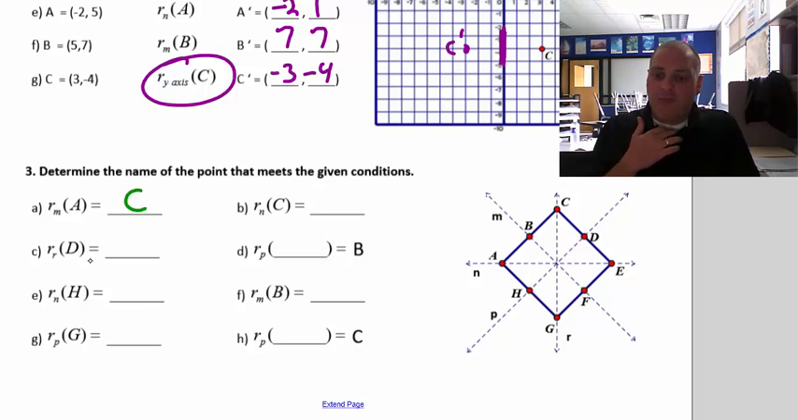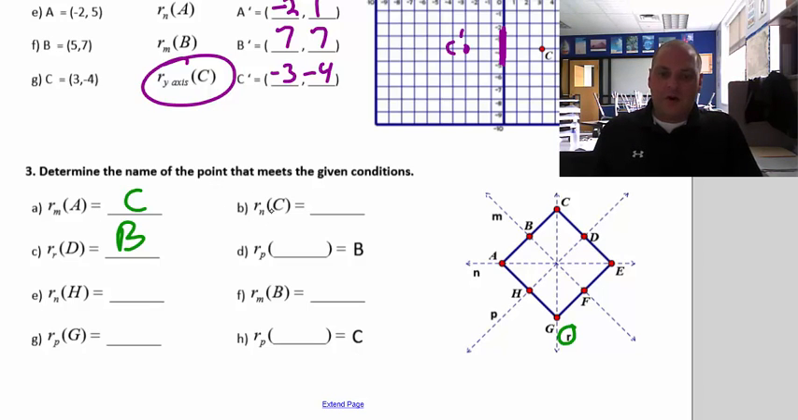Reflect over line R, point D. Line R is the vertical line right here. It's labeled right here, see? And you're reflecting point D over it. Fold your paper on line R, and D will hit B. So we get B. Okay? Oh, I'm going out of order.